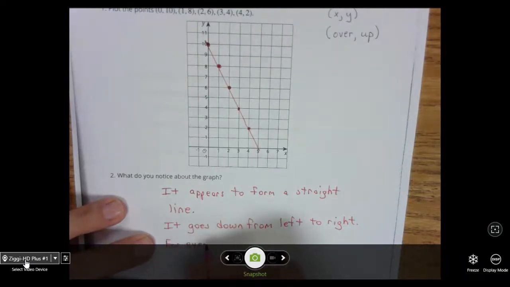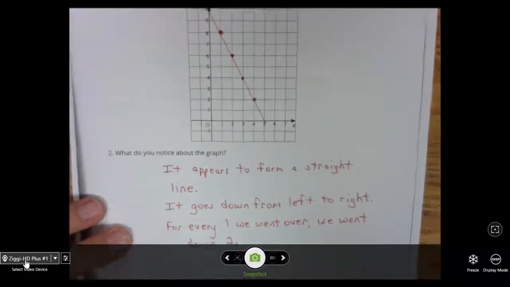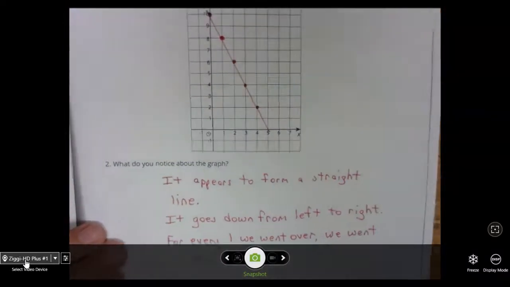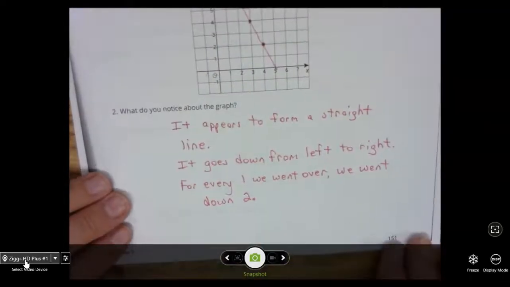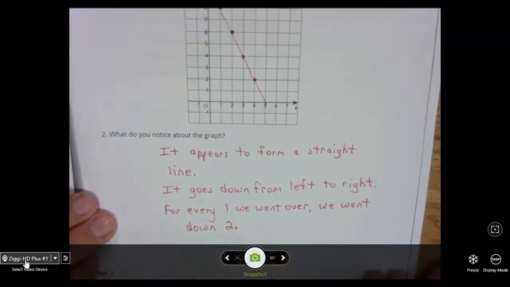For every one we went over, we went down 2. All right. Okay. Things that you may have noticed on your graph after we draw it and look at it.